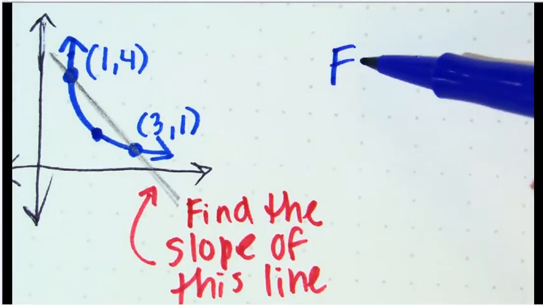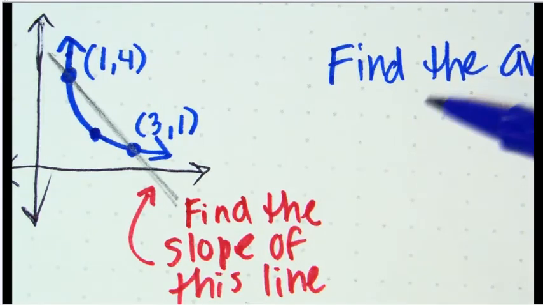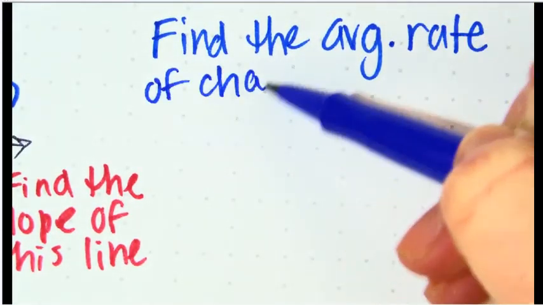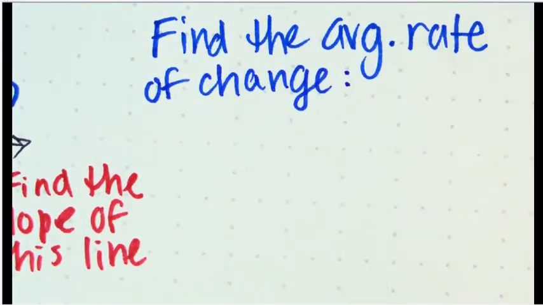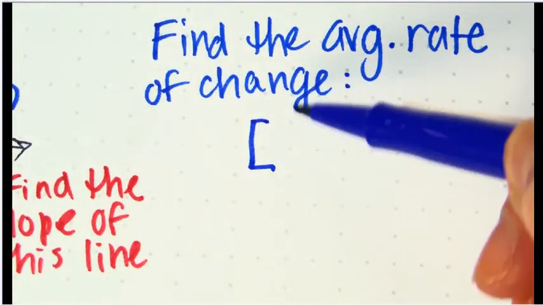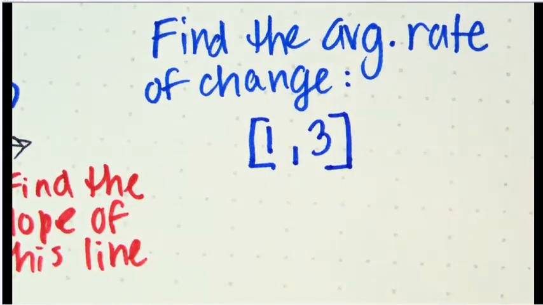So you're going to write your directions. Find the average rate of change. Okay, so average rate of change. And the way this is going to be written is, like I said, in something called interval notation. We'll explain what it means in a second. I'll give you a chance to write that down.